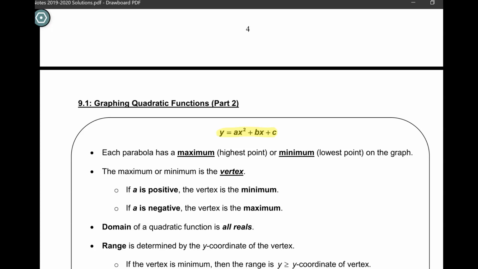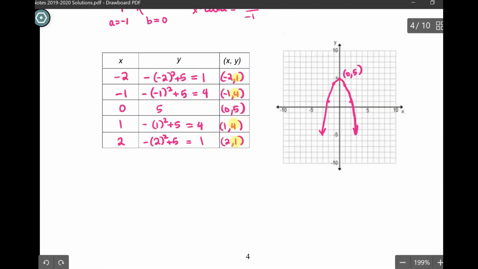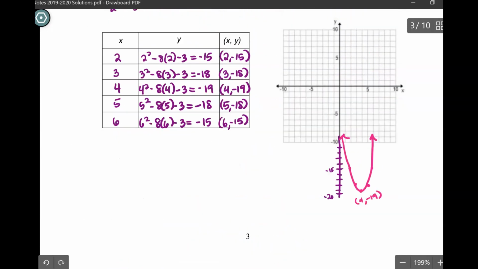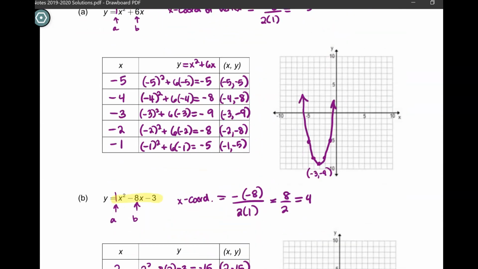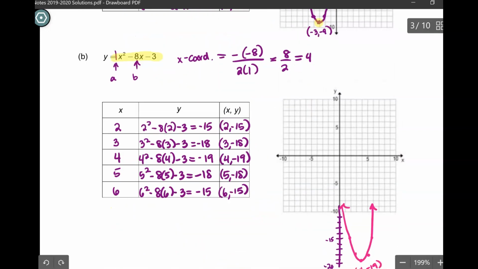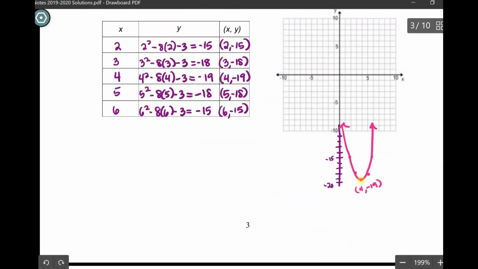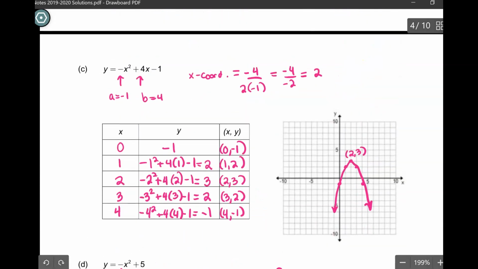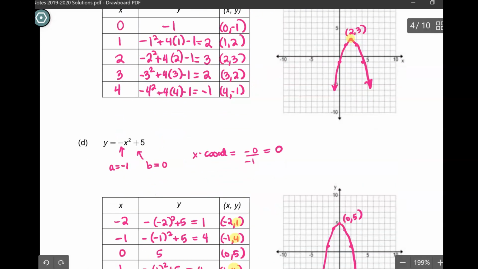So first of all, each parabola has either a maximum or a minimum, the lowest or highest point on the graph. The maximum or the minimum is always going to be the vertex. If we look back at some of the ones in our previous lesson, we can see, here's the vertex. That would be a minimum. It's the lowest point. Here's the vertex. It's a minimum. It's the lowest point. Here, the vertex is the highest point, so that would be a maximum.